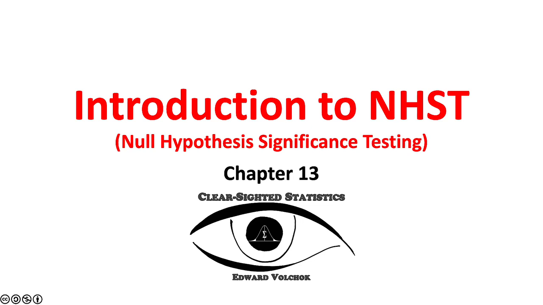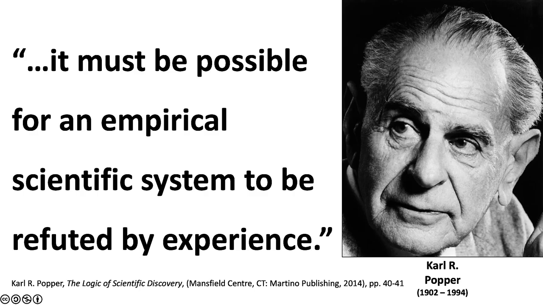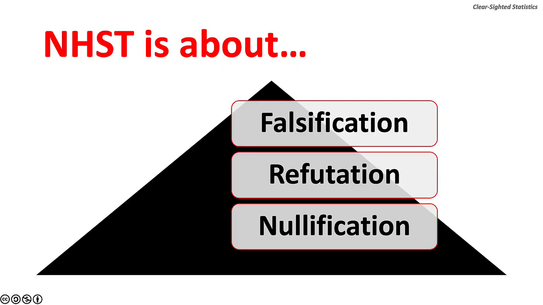This lecture covers Chapter 13 of Clear-Sighted Statistics, An Introduction to Null Hypothesis Significance Tests. Karl Popper, the great 20th century philosopher of science, summarized the essence of null hypothesis significance testing when he wrote, "It must be possible for an empirical scientific system to be refuted by experience." Null hypothesis significance testing is about falsification, refutation, and nullification. Like mathematics, it does not prove propositions.